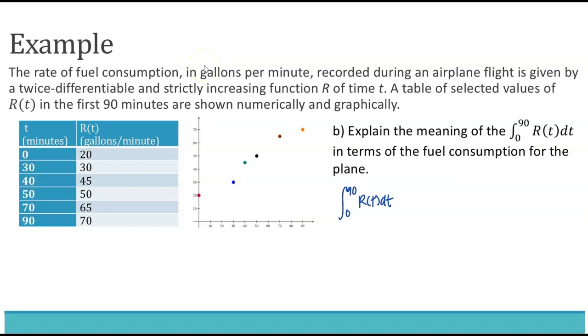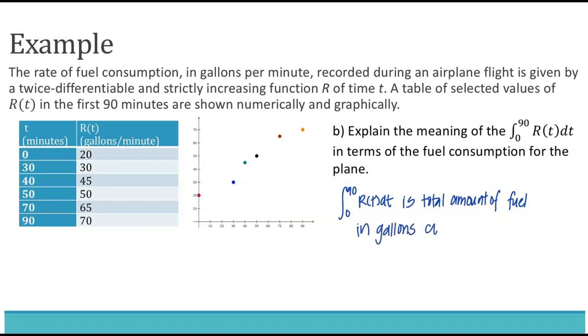So we wouldn't really say that though if we're explaining this to somebody, right? So it's the amount of fuel in gallons that the plane consumes or uses during that first 90 minutes of airplane flight. So we integrated a rate to get a quantity, and that quantity is an amount. So this integral is the total amount of fuel, right, in gallons.